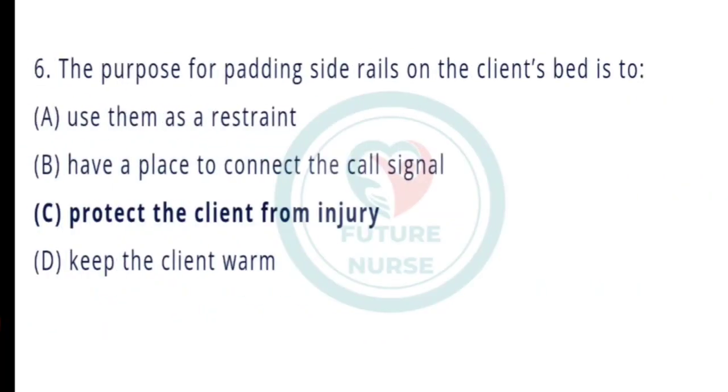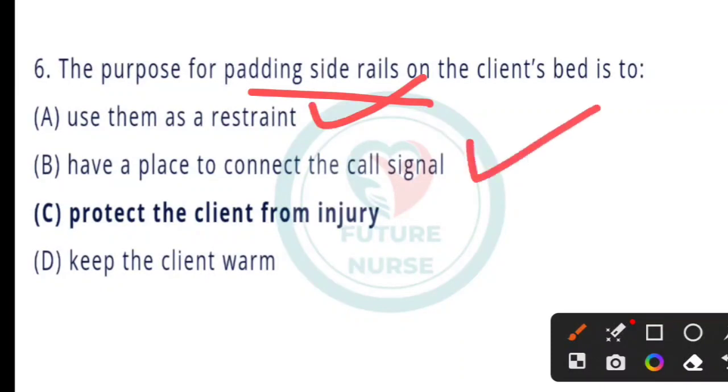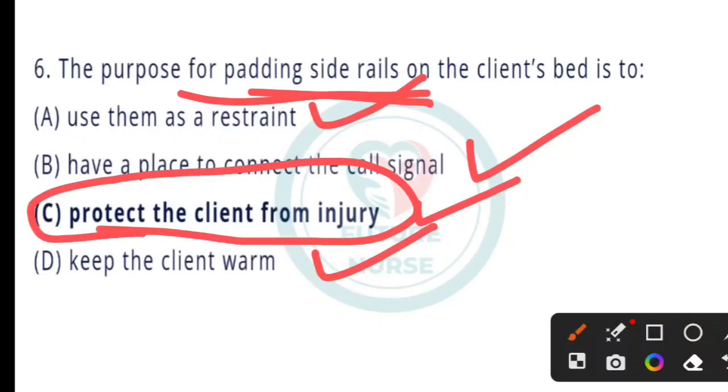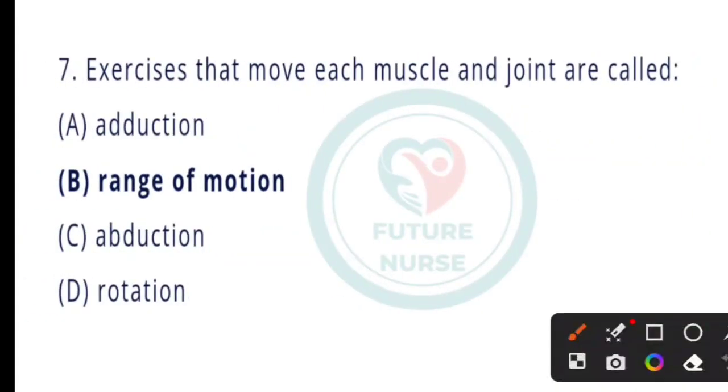Next, the purpose for padding side rails on the client's bed is to use them as a restraint, have a place to connect the call signal, protect the client from injury, or keep the client warm. The basic purpose for padding side rails is to protect the client from injury. Option C.